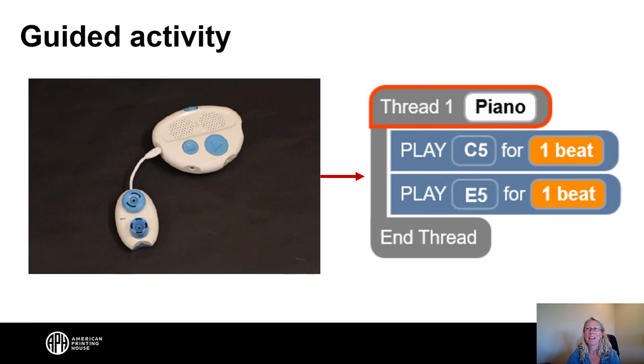Up on the screen, I have an image of the hub on the left with one play pod attached in thread 1. And on the right-hand side, there's an image of a program from the CodeJumper app. The lines of code say, play C5 for 1 beat, then play E5 for 1 beat. We're going to help students make sure they can replicate this code card. So to start, just have students plug in one play pod and make sure they've found the correct sound set called piano.